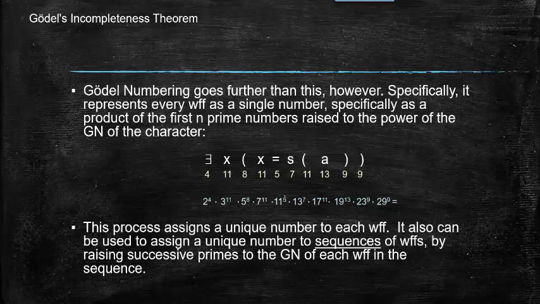So, of course, a huge amount of Gödel's work was in inventing this technique, was to show that this actually works, that unique numbers necessarily result from this procedure. So this process assigns a unique number to each well-formed formula. It also can be used to assign a unique number to sequences of formulas by raising successive primes to the Gödel number of each formula in the sequence. Right, so if you want to represent a sequence rather than a formula, you take the Gödel number of a formula and simply reapply this procedure as if the sequence were just individual symbols.